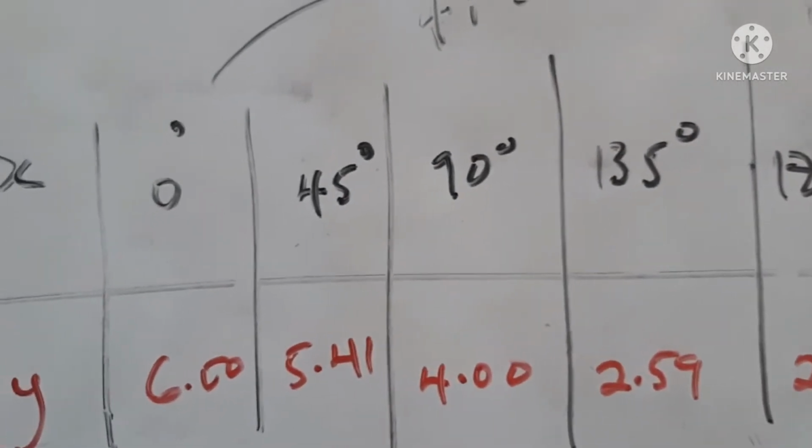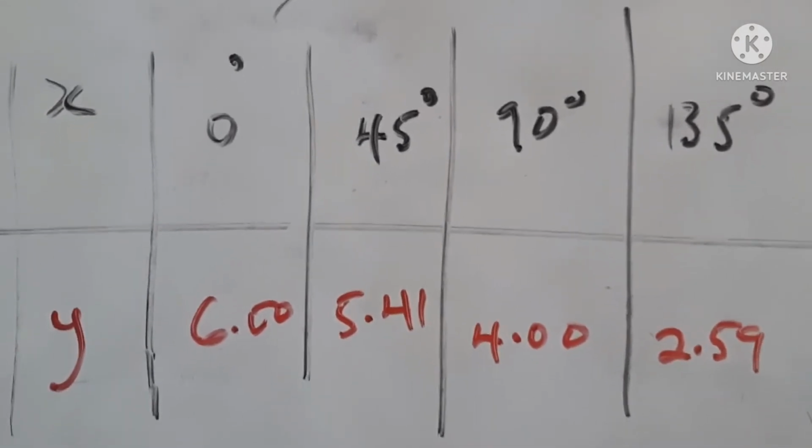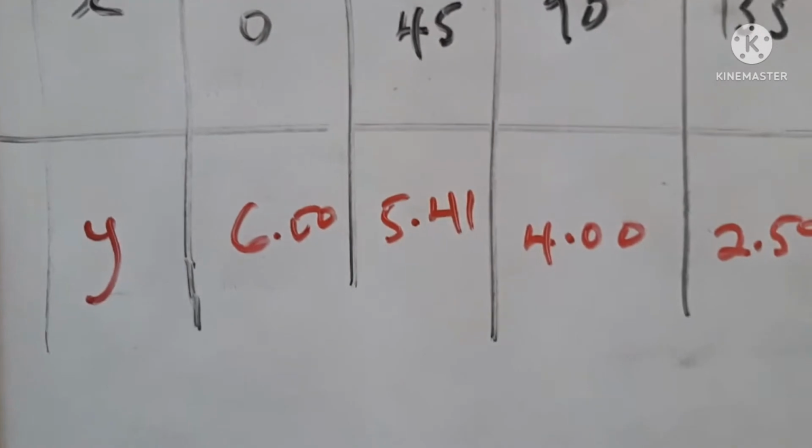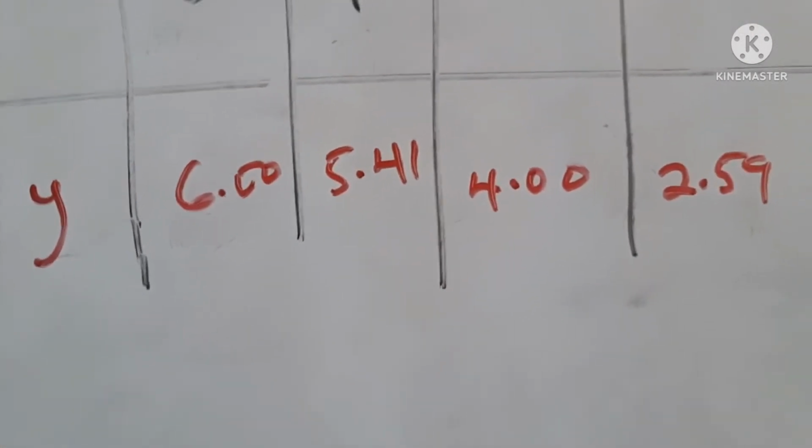Okay, now let's move on. They say you should draw a graph. So what do you need? You just need these two sets of values to draw the graph. The most important thing, as I said earlier on, is the scale that we are going to use.